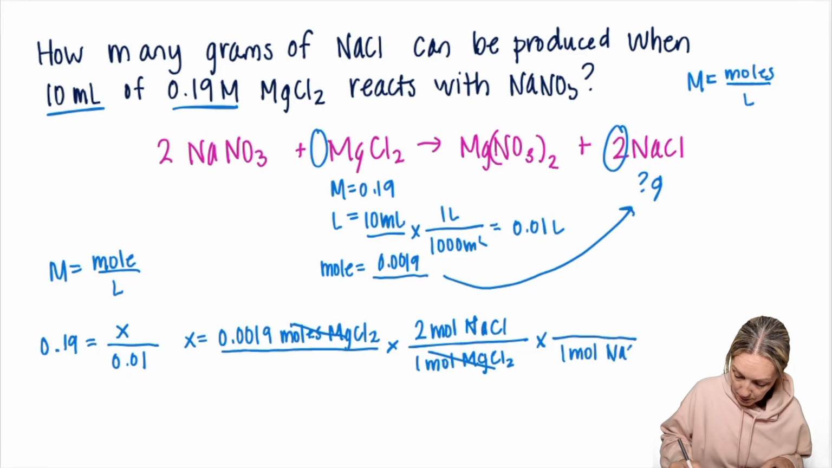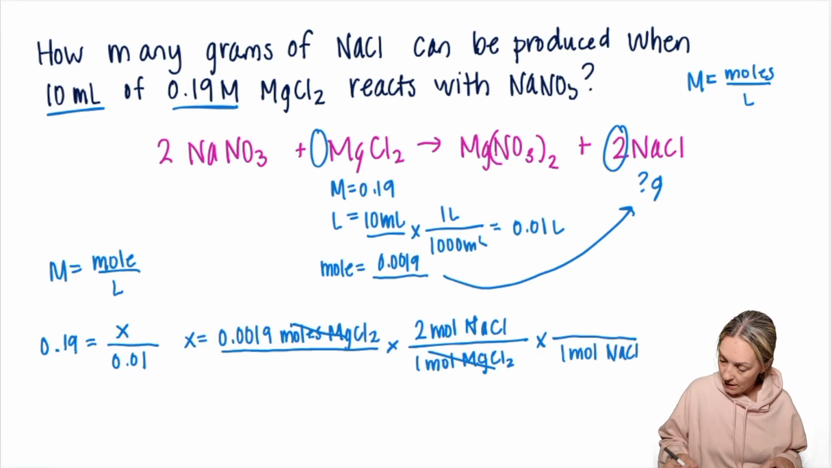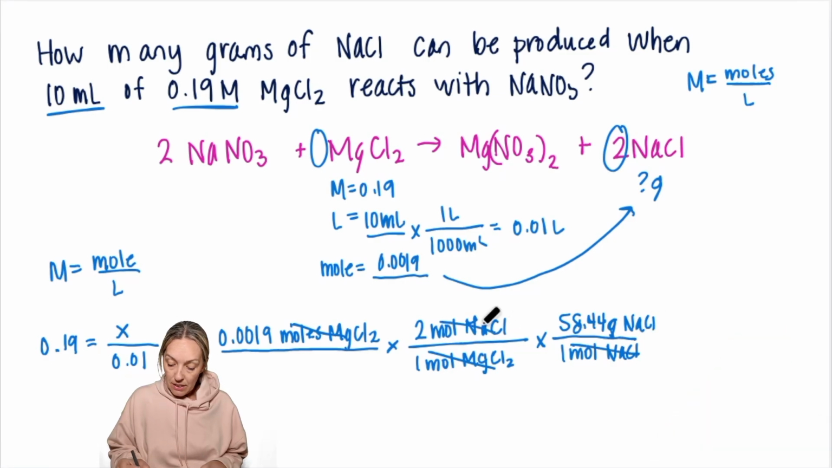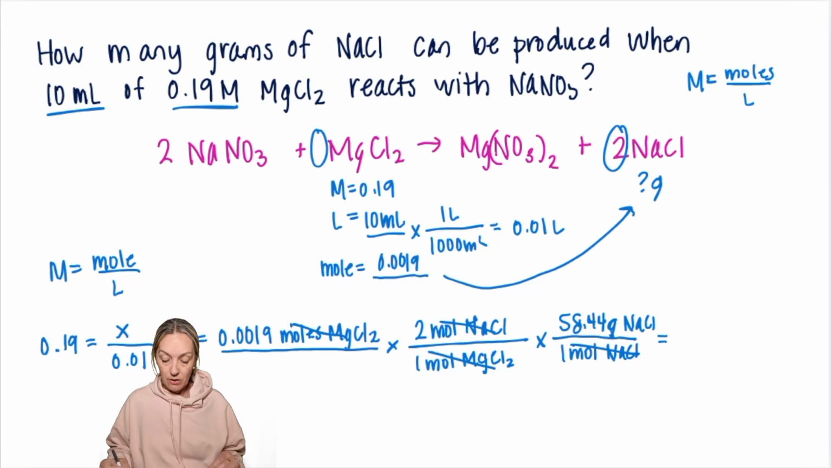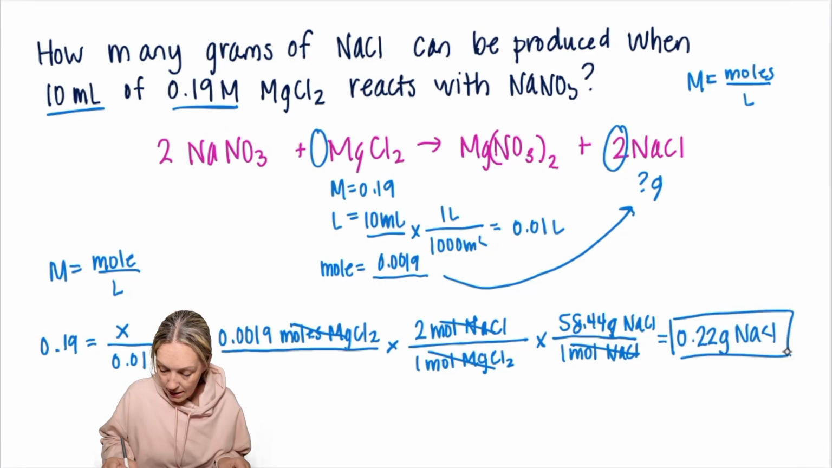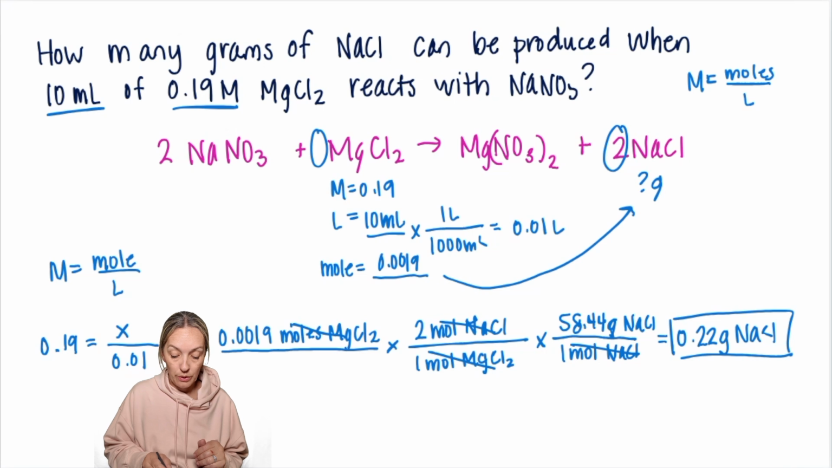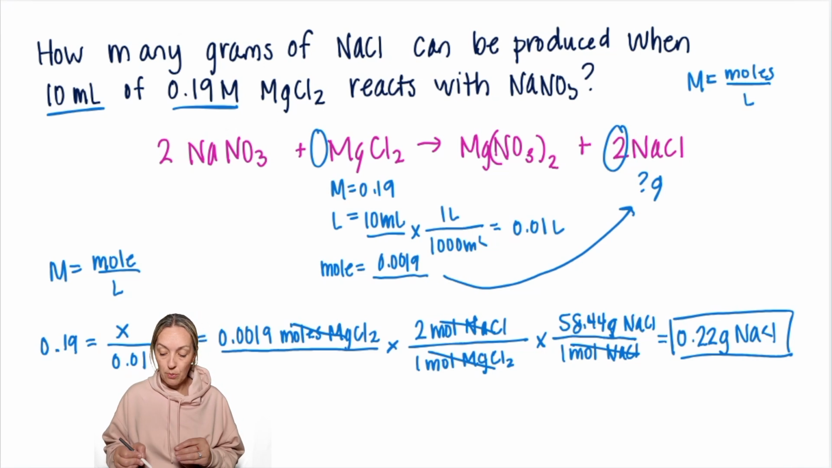From the periodic table, I know that 1 mole of NaCl is equivalent to 58.44 grams of NaCl. Now my units cancel out, and I'm ready to solve for grams. I'm going to multiply across the top, multiply across the bottom, divide my top by my bottom, and when I do that, I get 0.22 grams of NaCl. So I know that if I start with 10 milliliters of a 0.19 molar MgCl2 solution, I can produce 0.22 grams of NaCl.